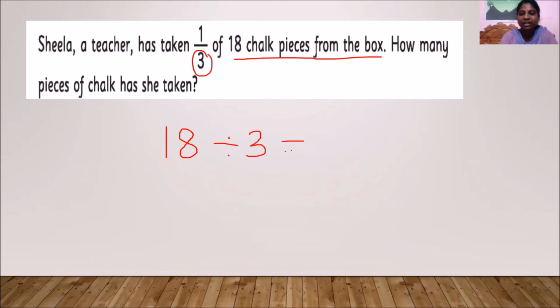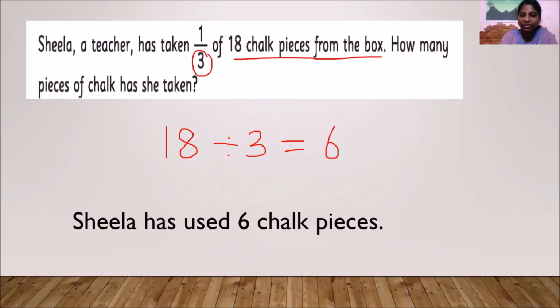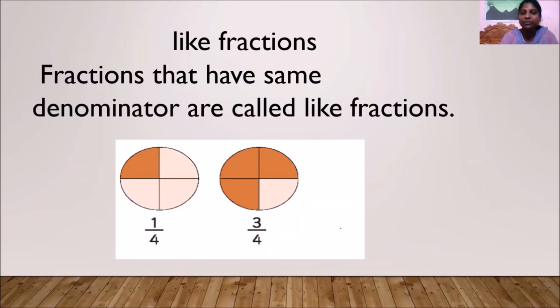Now tell me, children, say the third table and tell me how many 3s are 18. Very good. 6 3s are 18. Therefore, Sheila has taken 6 chalk pieces. Let's move on to the next topic, like fractions.